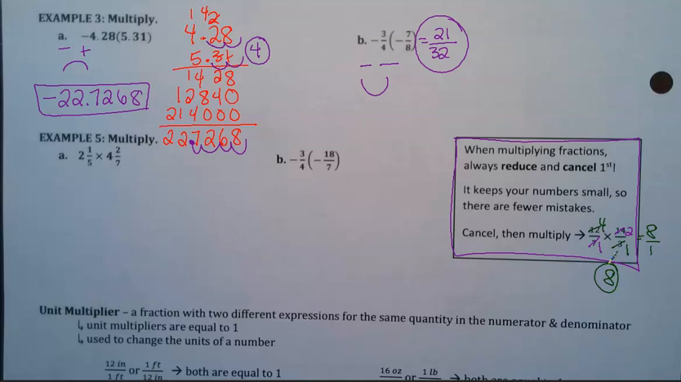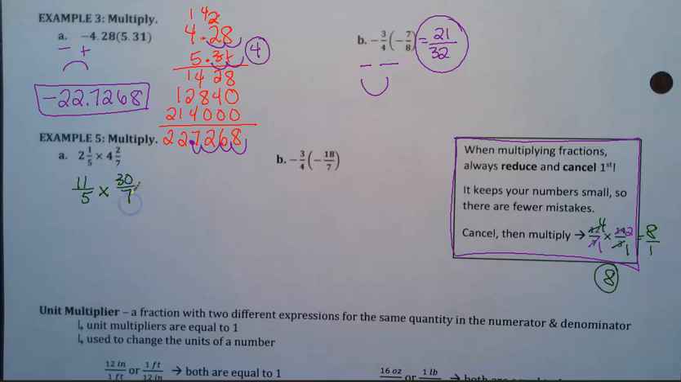Okay, so we want to try that on example 5. Let's make sure we're canceling, reducing and canceling. All right, so first of all, mixed numbers have to be in what shape so that we can multiply them? Good, they have to be in proper fraction. So 5 times 2 is 10, plus 1 is 11. 7 times 4 is, excellent, 28, plus 2 is 30.